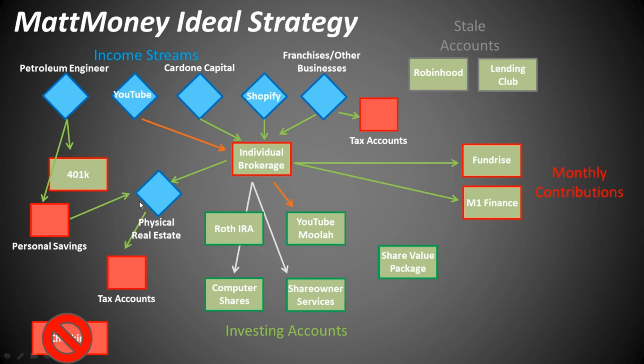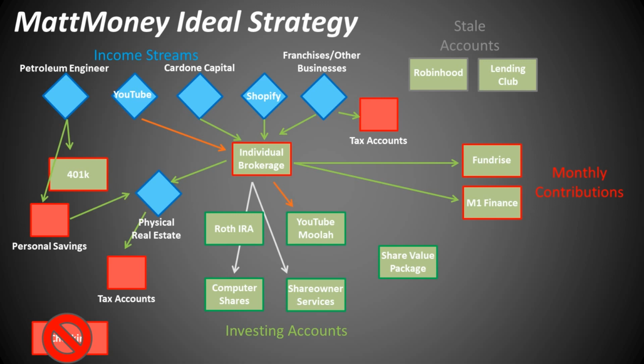Still have the YouTube income, Cardone Capital income, the Shopify income, but hopefully there's the other income bubble here that's called franchises and other businesses. And with that, obviously, you'll have the tax accounts as well. And there's probably subsets underneath this. So obviously, the most developed of these income streams is my stock portfolio income.